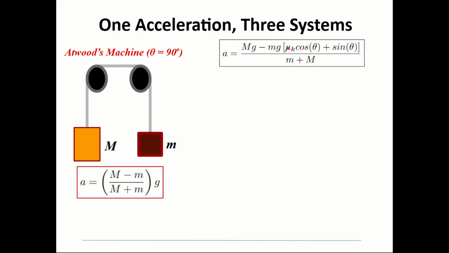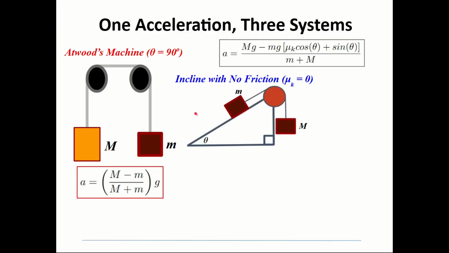So since you have mu equal to 0, that means that this term is not going to matter. But then since you have sine of 90 degrees, that is going to turn to 1. So your equation is going to reduce down to capital Mg minus little mg over the sum of the masses, which in turn turns out to be your Atwood's machine acceleration equation. But why just stop at the Atwood's machine? There's more.